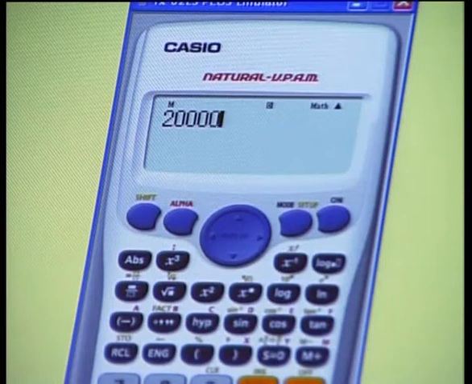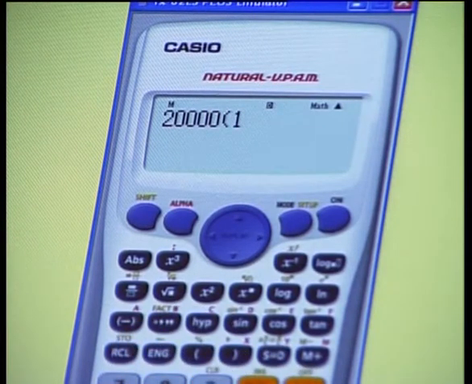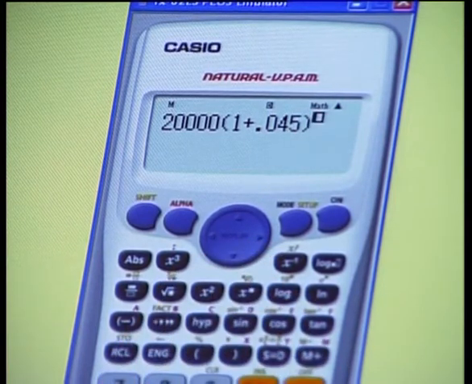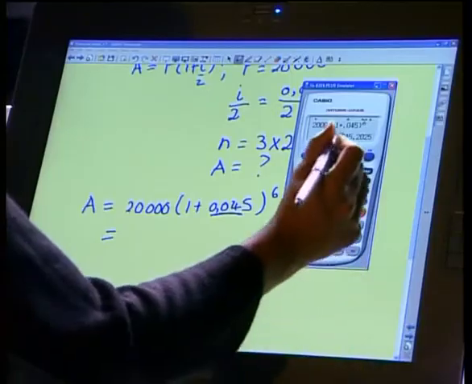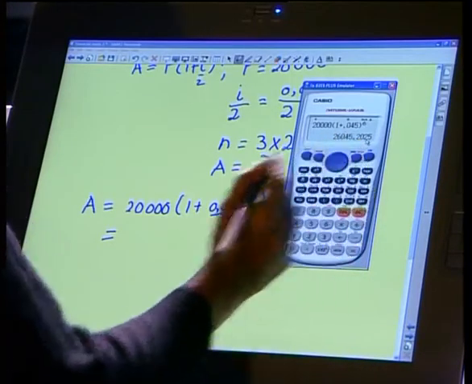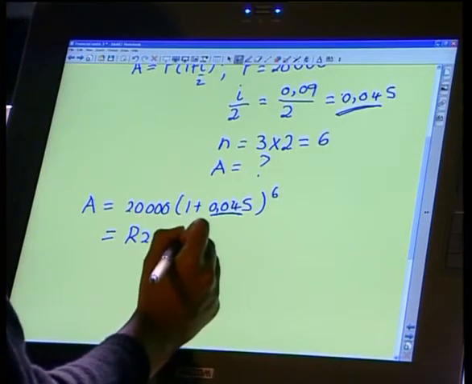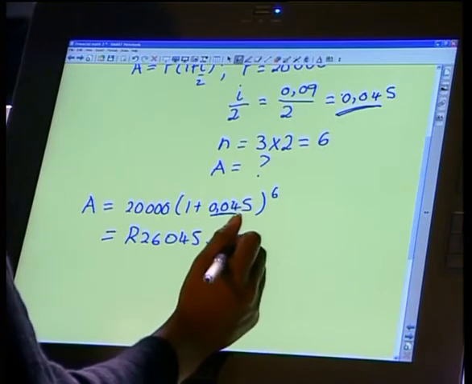So it's 20,000 times 1 plus 0.045 to the power of 6. And that gives us an answer of 26,045 Rand and 20 cents. So it's 26,045 Rand and 20 cents to the nearest cent.